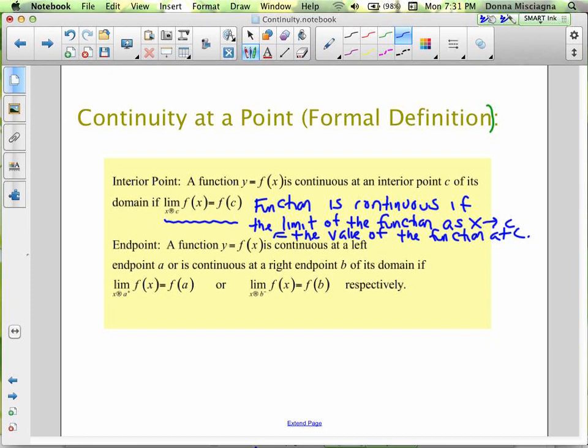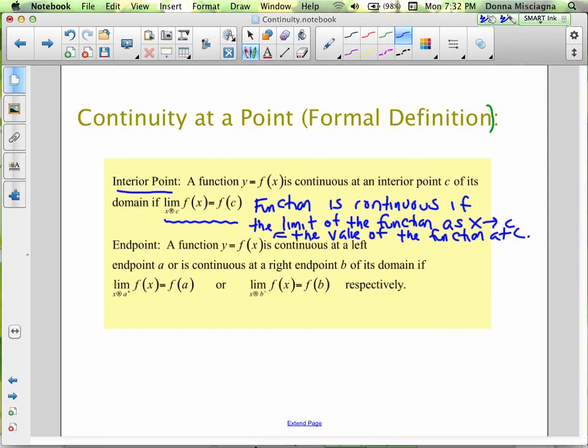So if the limit as x approaches C of f of x equals f of C, what that means is the function's continuous, and this is only for an interior point. If the limit of the function as x approaches C equals the value of the function at C, right? So if the value of f of C and the limit as x approaches C are the exact same thing, then our function is continuous. And that's going to be part of the definition we use, part of our requirements to determine if functions are continuous or not.